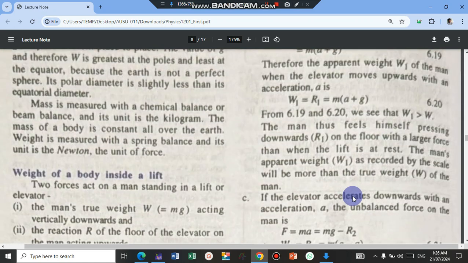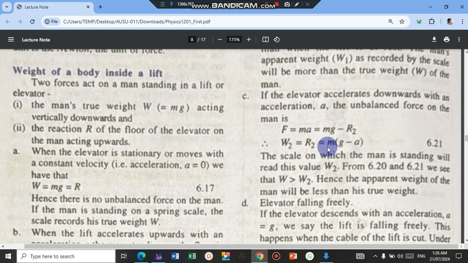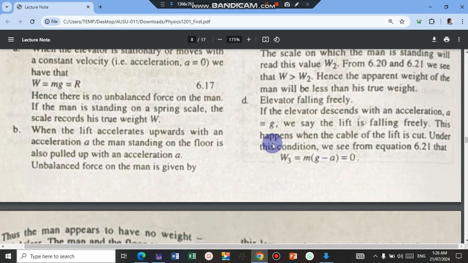And this makes sense. Look at it here when we use this equation for a free falling body, m into g minus a. Now, if this a is equal to g and you put g here, g minus g will be 0, and then your w will be 0. That w will now be w3 equals m into g minus a, and because now a equals g, g minus g will be 0. This is why they say if the elevator descends with an acceleration a equals g, we say the lift is falling freely. This happens when the cable of the lift is cut.